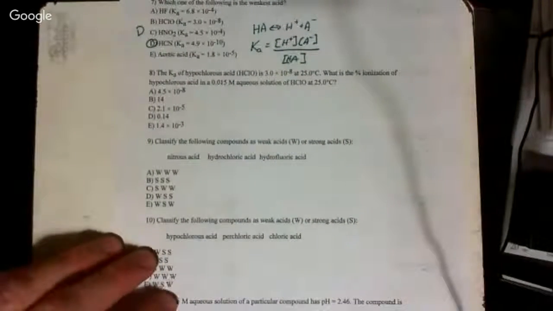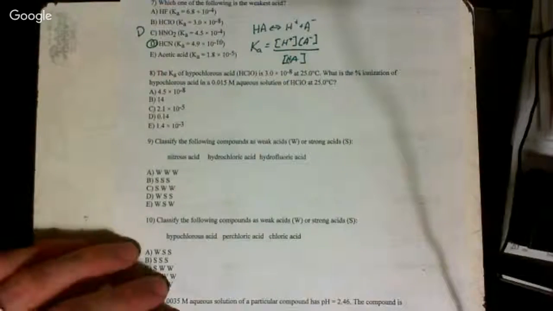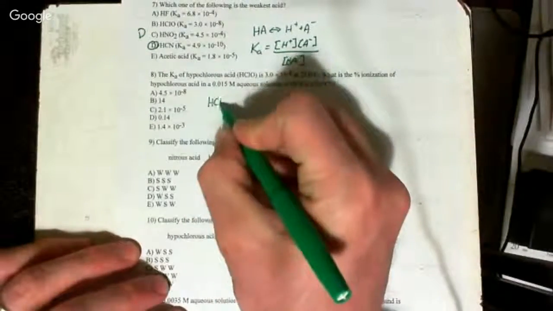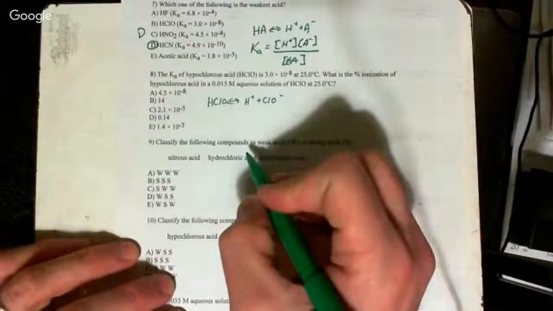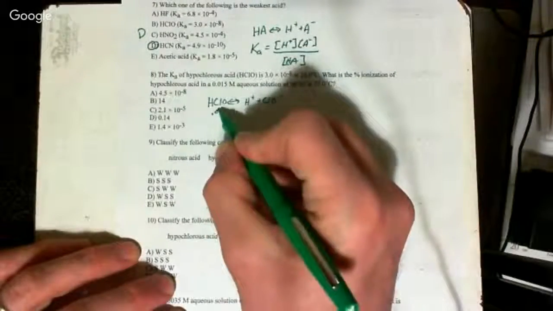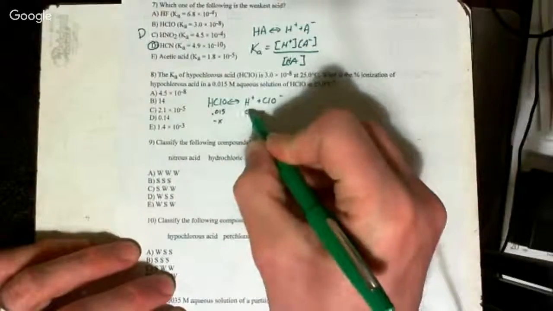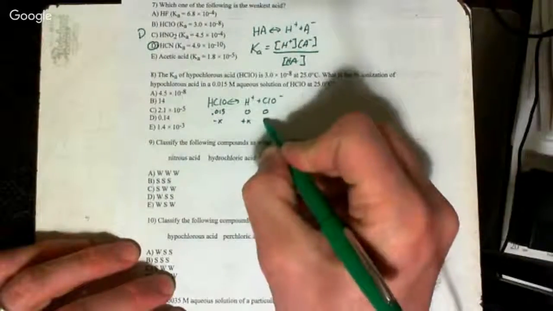All right, continuing on here, we've got number 8. We get the Ka of hypochlorous acid, and it's wanting the percent ionization. So the tricky part here is kind of a two-parter. Using the Ka value and the concentration, we write this as a weak acid equilibrium, H plus, ClO minus. We think about some ICE box type of thinking here, and we're going to go with 0.015. We're going to subtract x. We're going to have 0 and 0, and we're going to be adding x and adding x.